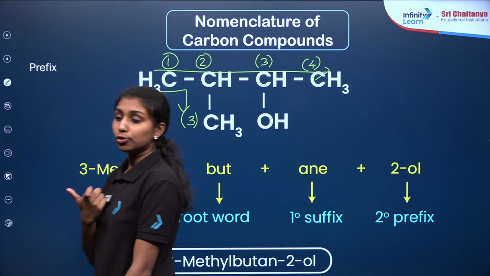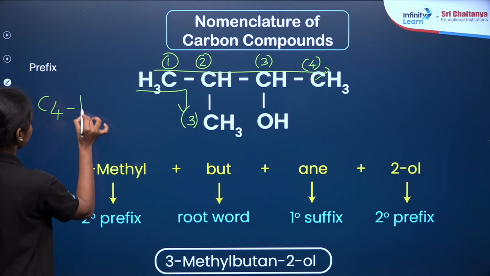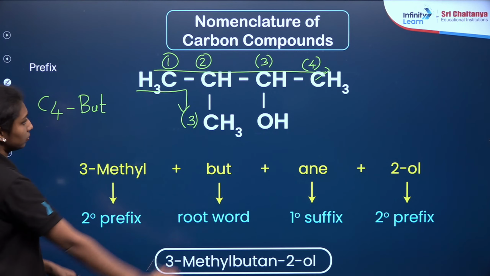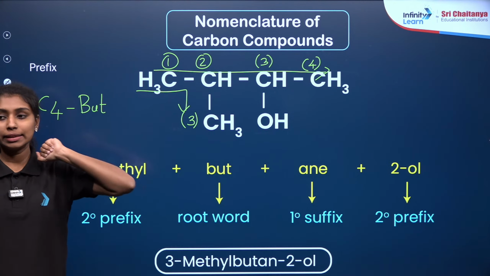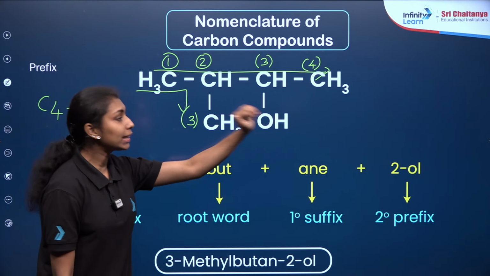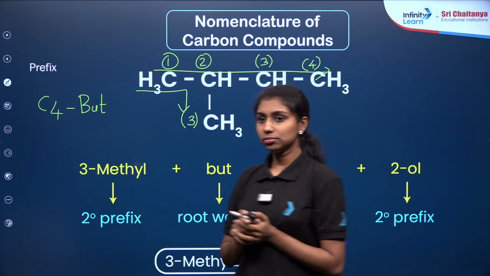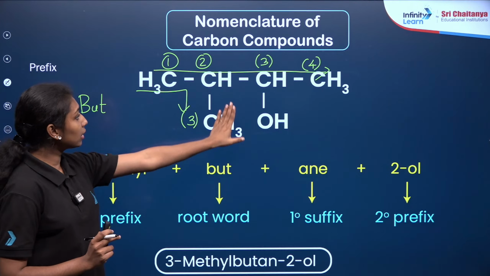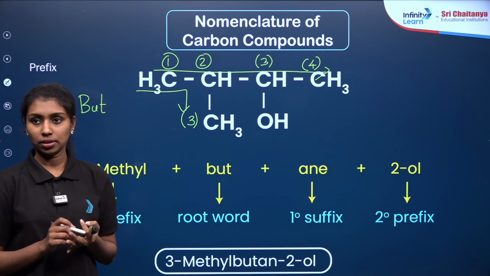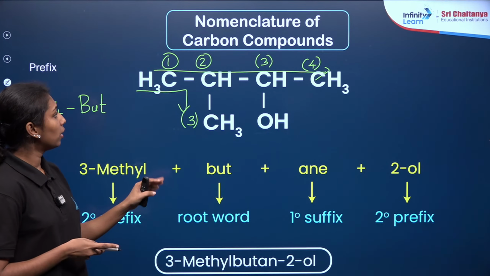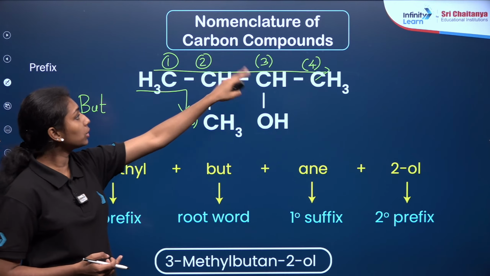So what will be the root word? 4 carbon atoms in the table. Bute, right? 4 carbon means it will be bute. Then here we need to focus on the priority order. It's not about the CH, we are considering the carbon atoms. So first I am just starting the numbering from here, left to right. 1, 2, 3, 4.